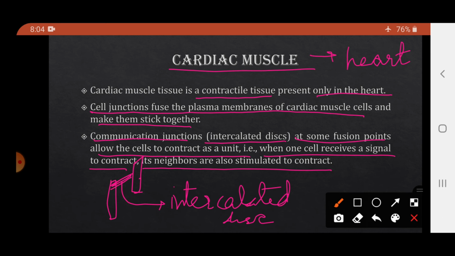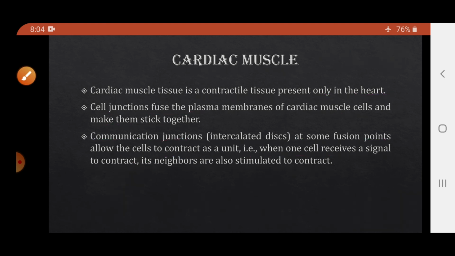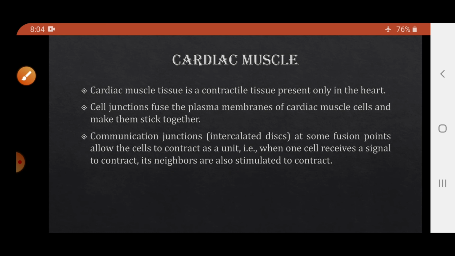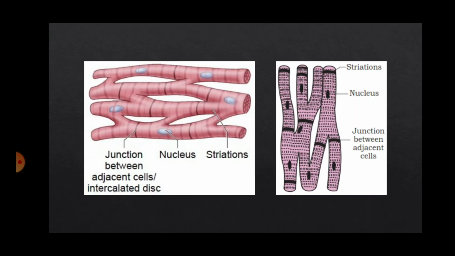सो फॉर एग्जाम्पल ये वाले सेल ने मैसेज रिसीव किया कॉन्ट्रैक्शन का. ओके, सो ये इंटरकैलेटेड डिस्क क्या करती है? ये मैसेज नेबरिंग सेल को दे देंगी ताकि नेबरिंग सेल क्या करता है? वो भी कॉन्ट्रैक्ट करेगा. सो इंटरकैलेटेड डिस्क इट अलाउज द सेल्स टू कॉन्ट्रैक्ट एज अ यूनिट, which means when one cell receives a signal to contract, its neighbors are also stimulated to contract. So this is a cardiac muscle.